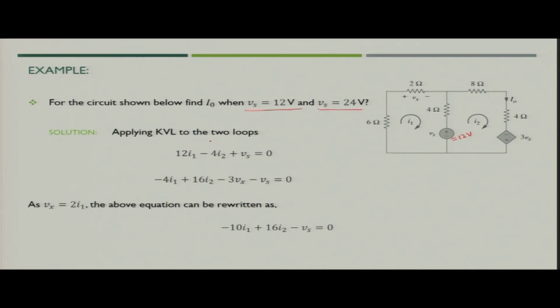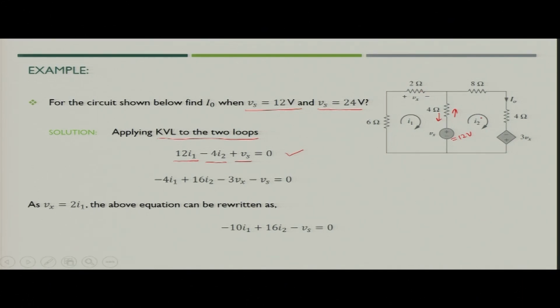So, if you apply KVL to the two loops, that is suppose if you take mesh currents I1 and I2. So, for this particular mesh you can write the mesh equation like 12 I1 minus 4 I2 plus Vs is equal to 0, because there are total 3 resistances, the total sum of those resistances is 12. So, it will be 12 I1 minus 4 I2, because I2 is flowing in opposite direction of I1. So, it will be minus 4 I2 and then plus Vs equal to 0. So, this you will get from mesh 1.